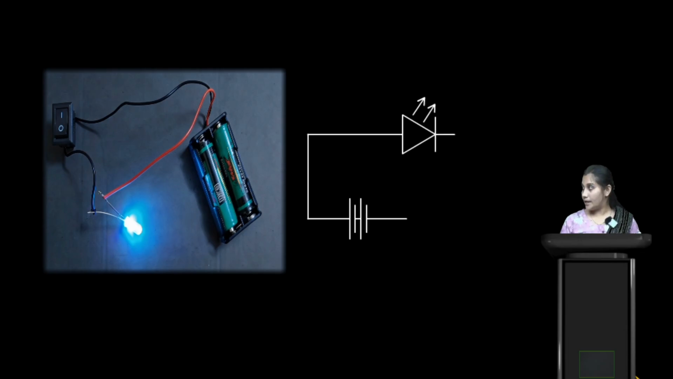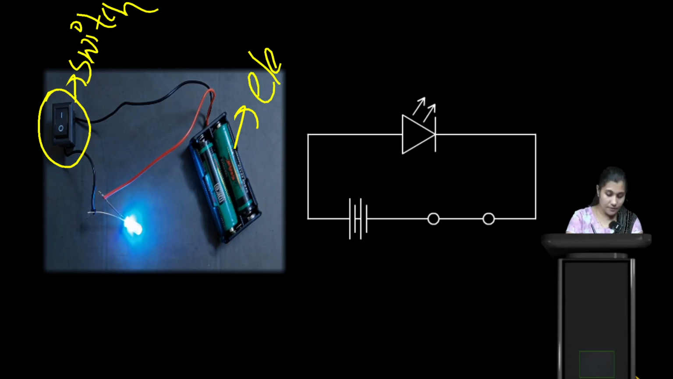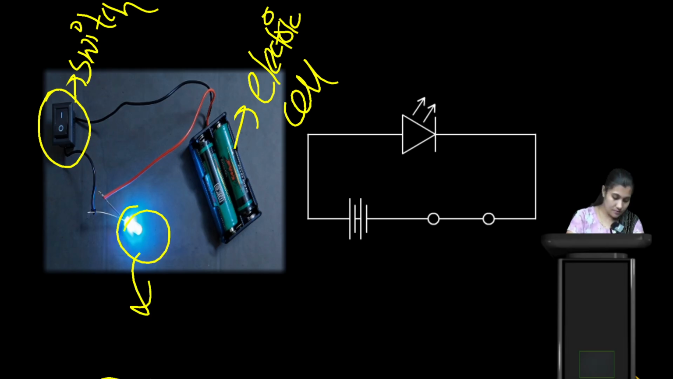Then with the help of the wire, we connect this LED. Okay. And then again we have connected the wire with the help of two switches. See, in this circuit we can see this one is a switch. Okay. This one is the electric cell. And this one is the LED.